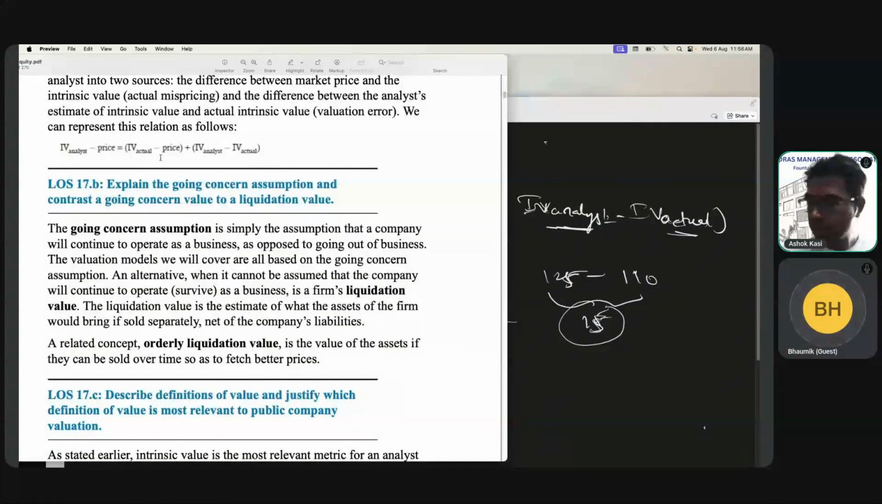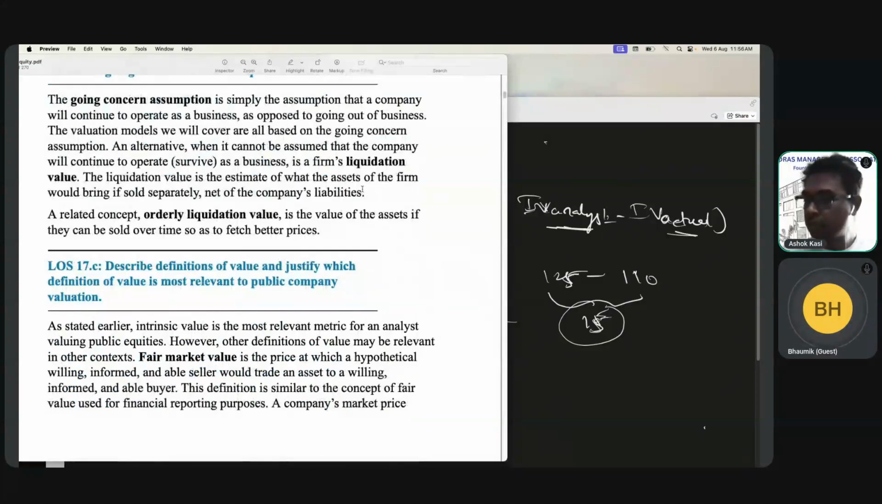Then going concern, liquidation value. Do you want to ask any questions here? What is the going concern assumption? It is assumed that your company is going to last forever. When you start your company, the assumption is that it is going to be there forever. Then liquidation value is what you get in case you want to wind up.